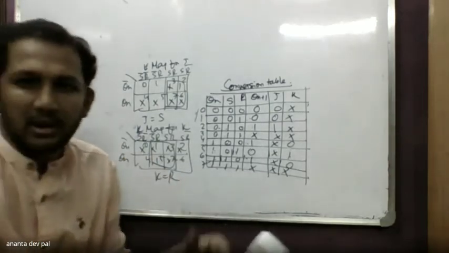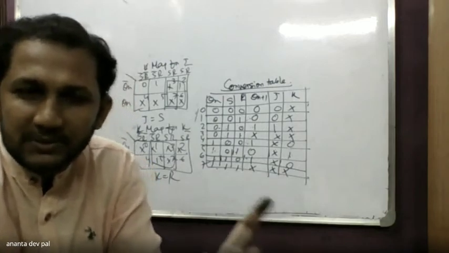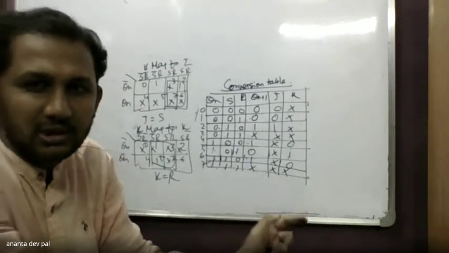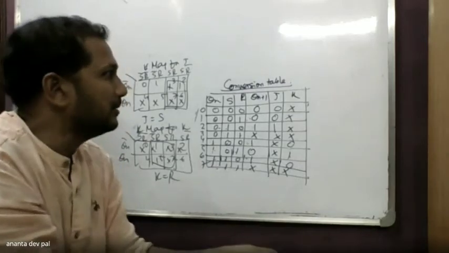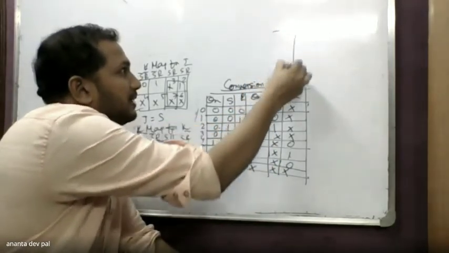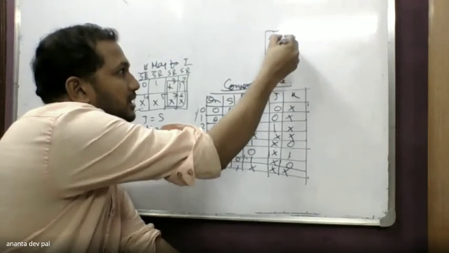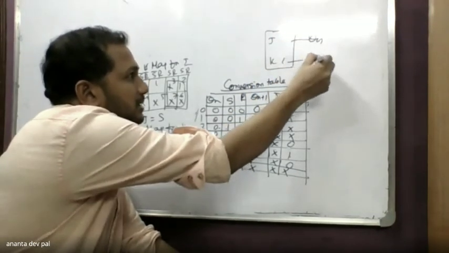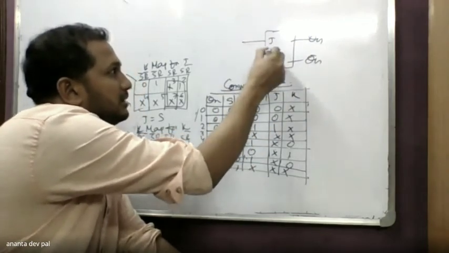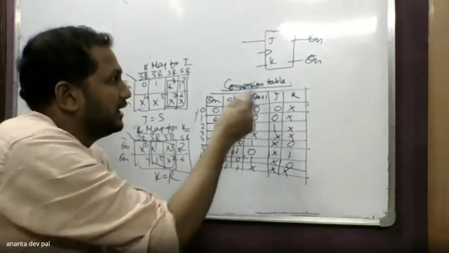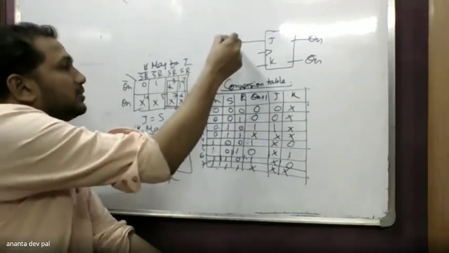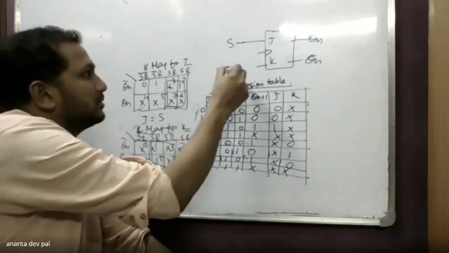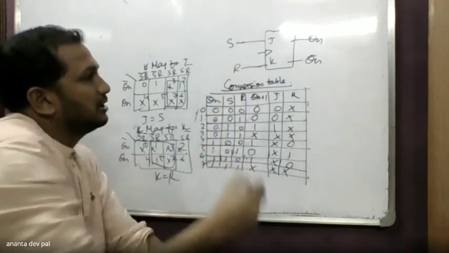So in this way we can find out the Boolean expression for J and K through the K map. Now finally the logic diagram of the conversion process. This is the JK, the old flip-flop, with outputs Q and Q bar, and there is a clock. J is connected to S, J equal to S, so the S input is directly connected to J, and K equal to R, so the R input is connected to K.